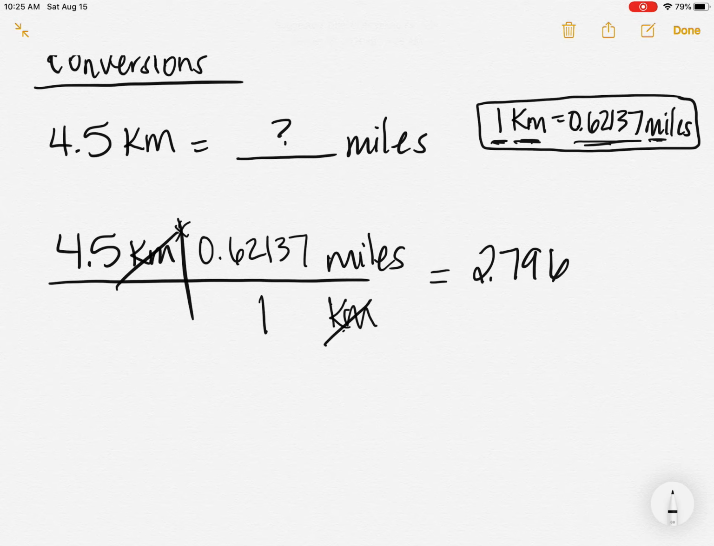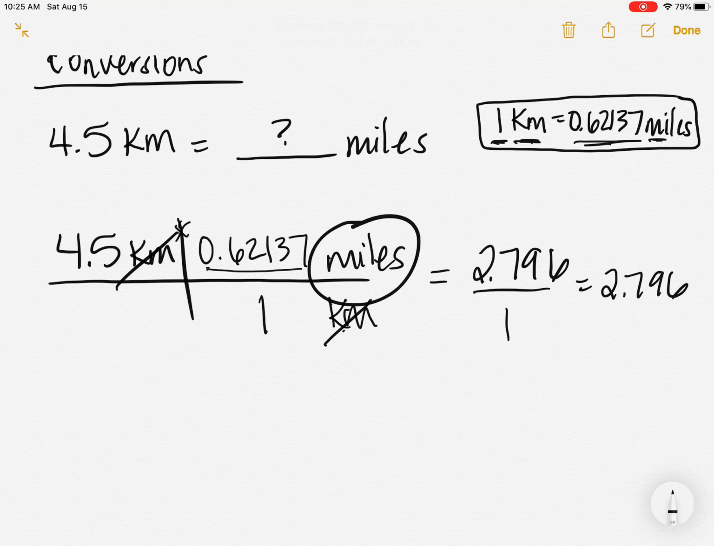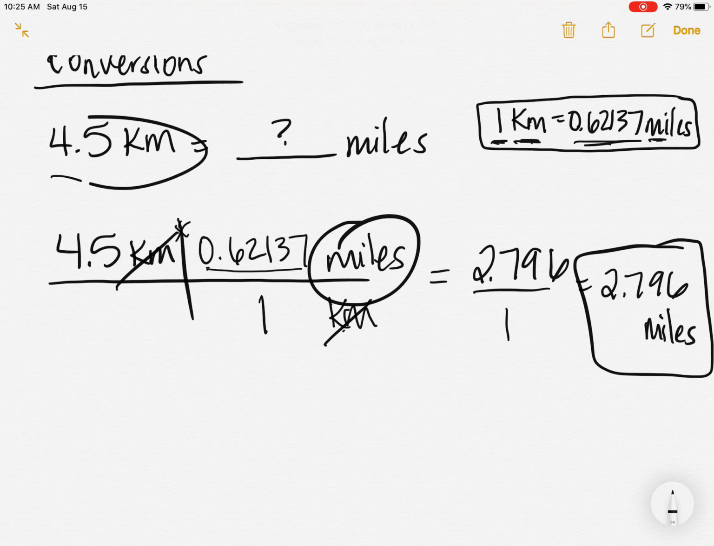Now, technically, that was 4.5 times 0.62137, and that's this number. It's still technically over the number 1, but of course, anything divided by 1 is the number that we just had. So I'm going to ignore my 1. And of course I need to put my unit on there, which is miles. So here's my final answer, that 4.5 kilometers is equal to 2.796 miles. Okay, so that's a conversion.